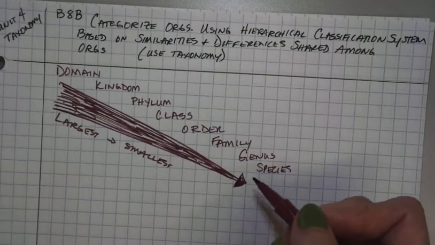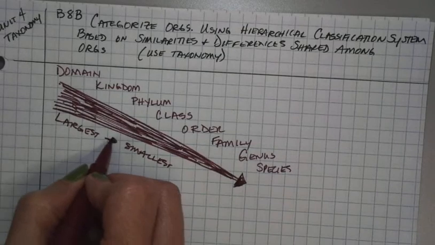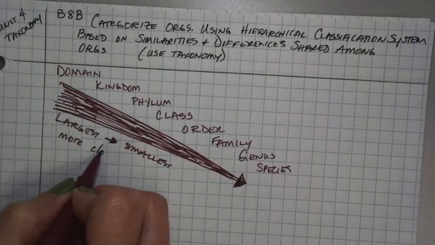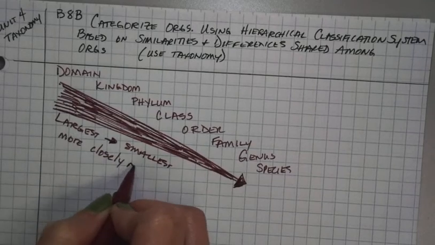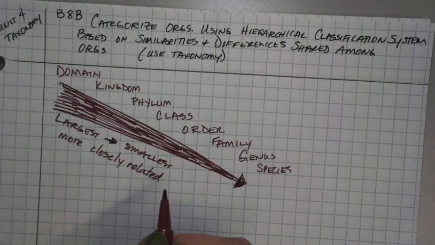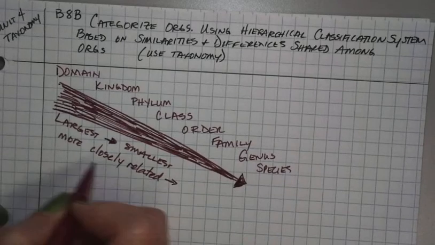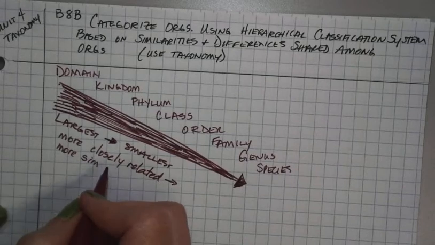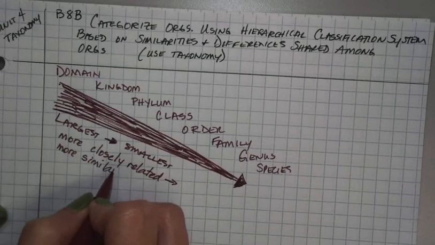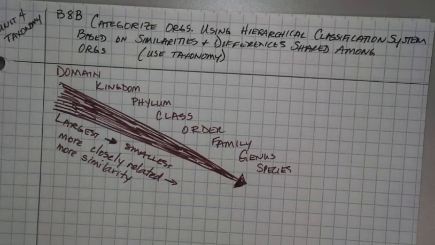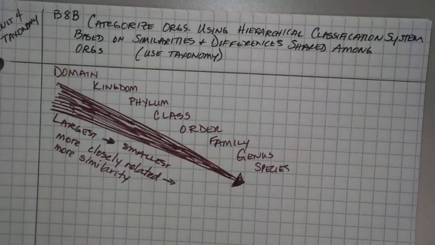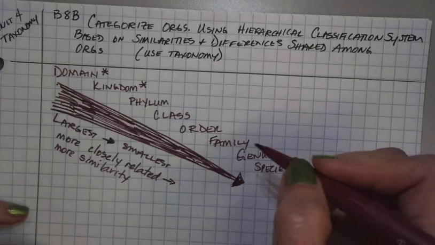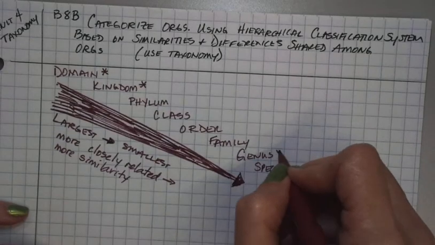As you go down here, down this arrow, follow the arrow down, they're more closely related. As you go up the other way, that would mean they're less closely related. And then as you go down this way too, there's more similarity. More similarities means that they are more alike. Okay? So when we talk about these things, what we're really going to focus on are the domain, the kingdom, and really when we talk about names, the genus and species. Those are the ones that are most common that people know.